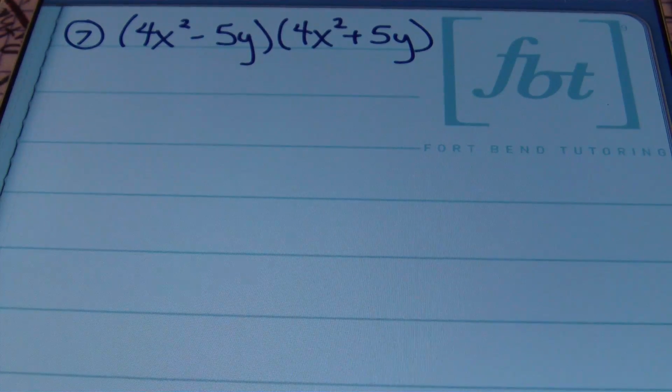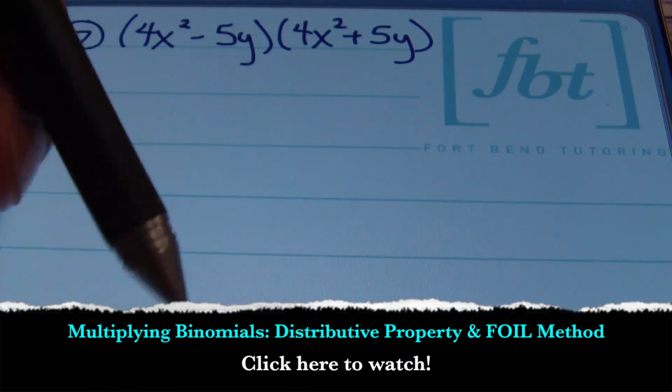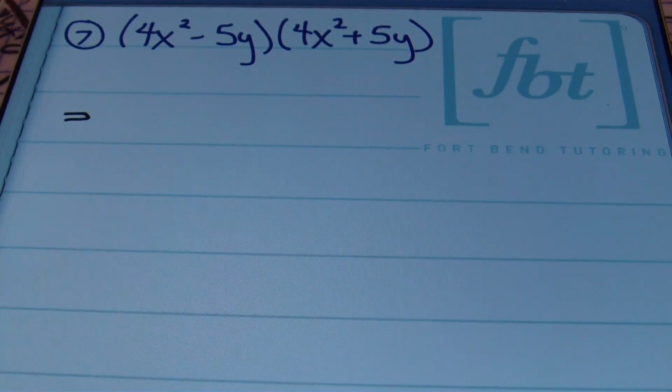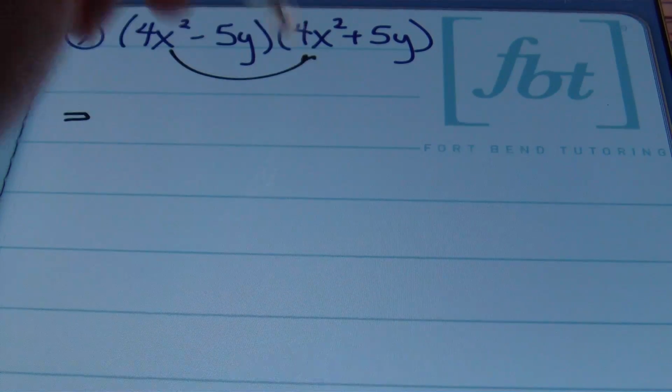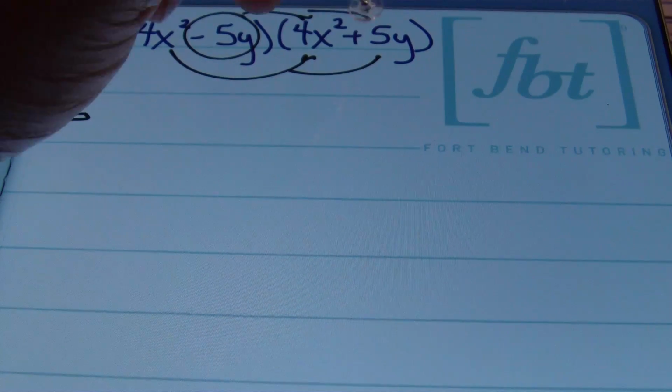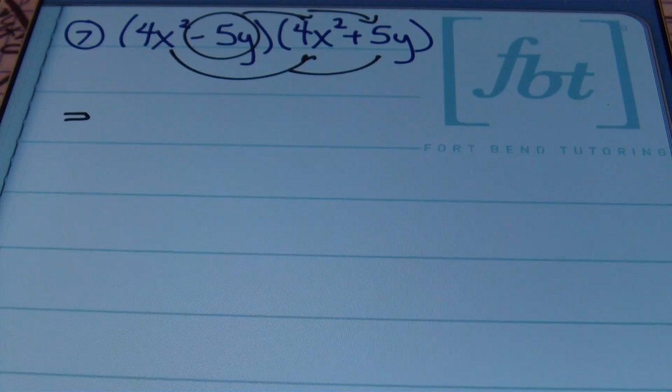Problem number 7. In 7, we are multiplying a binomial times a binomial. Now, if you want to see more problems like number 7, check out our video called Multiplying Binomials, all right? I'll put a link right down here for you to check those out. So here, we will be simplifying this by multiplying and then combining our like terms. So I like to get my arrows popping on problems like this, all right? So that's exactly what I'm going to do. I'm going to get my arrows popping.